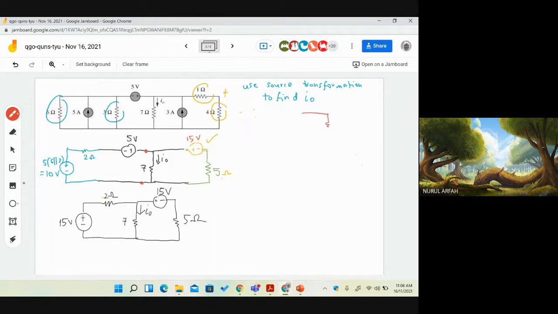So we have a resistor 5 and this is a current source going up. And this is 15 divided by 5. Then this is 3 amps. Oh, sekejap.